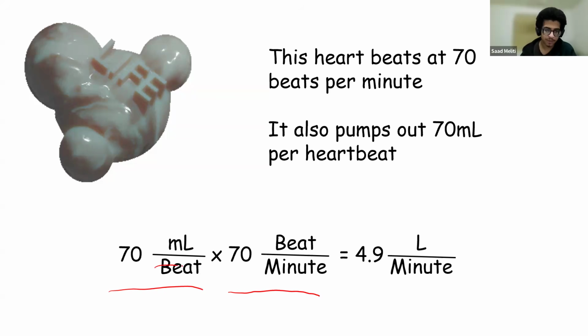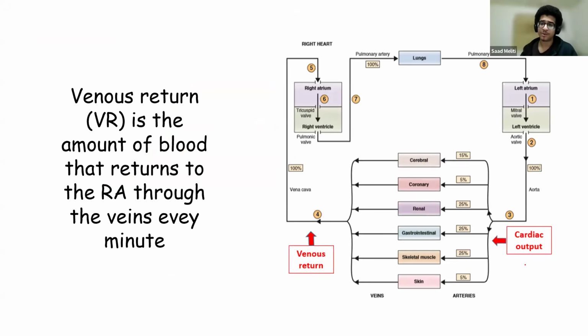And if we just multiply them, we can cancel out the beats here. And when you multiply 70 by 70, you get 4,900 milliliters per minute, okay? But then what we did is we just converted the milliliters to liters. So we ended up with 4.9 liters every minute. So every minute, 4.9 liters of blood are leaving the heart, okay? That's cardiac output, okay?